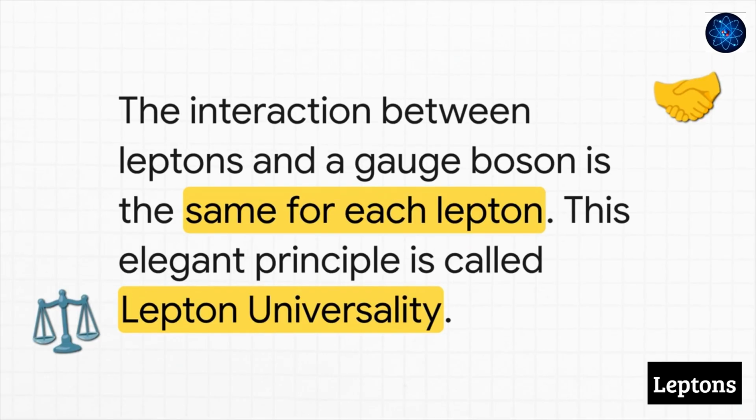So this all rolls up into a really beautiful, elegant principle called lepton universality. What it means is that, other than their mass, the fundamental forces of nature treat them all exactly the same. The universe doesn't play favorites. An electron is just a lightweight muon, and a muon is just a lightweight tau.